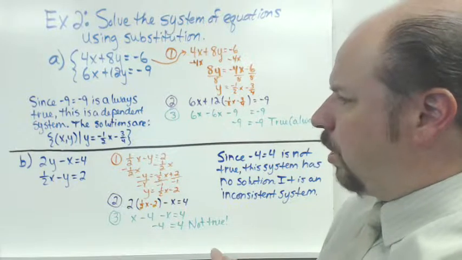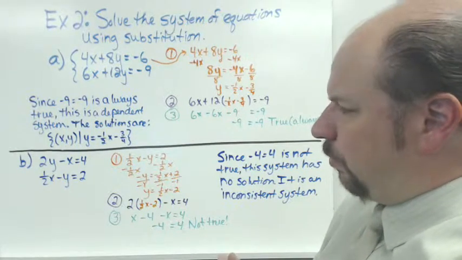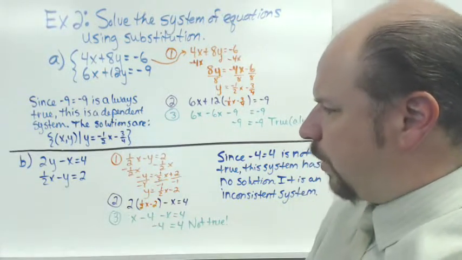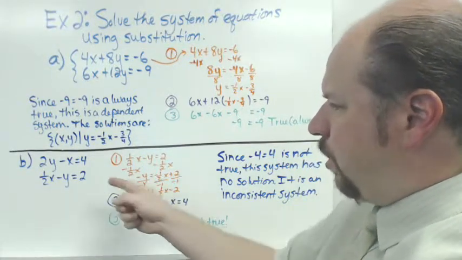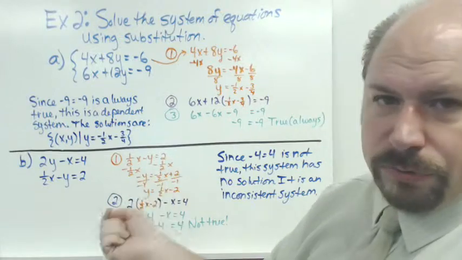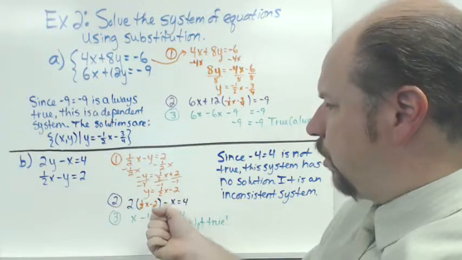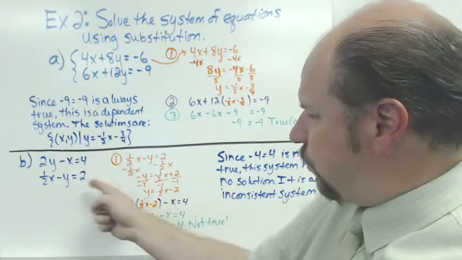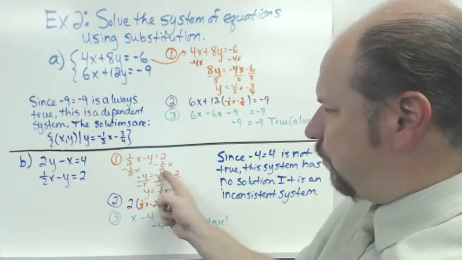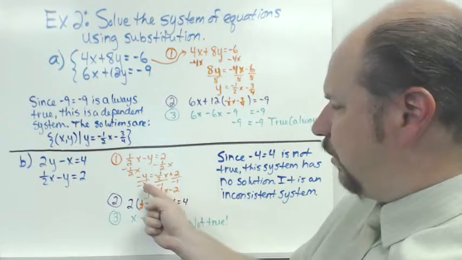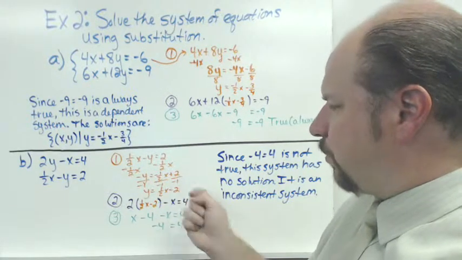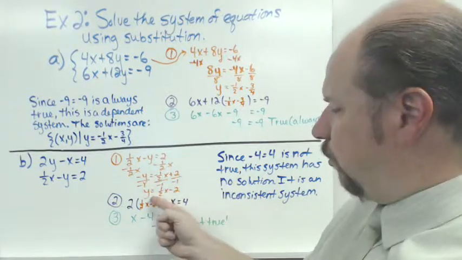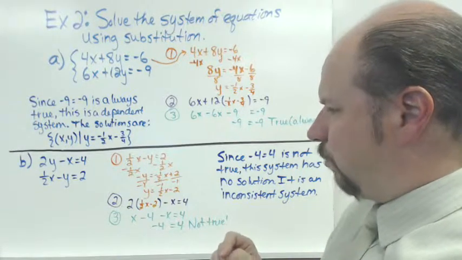Okay, so moving on, next example. 2y minus x equals 4, and 1/2 x minus y equals 2. So again, solve one of the equations for one of the variables. So I'm going to solve this one for y. So go ahead and subtract 1/2 x from both sides. We get negative y equals negative 1/2 x plus 2. Divide through by negative 1, and we get y equals 1/2 x minus 2.